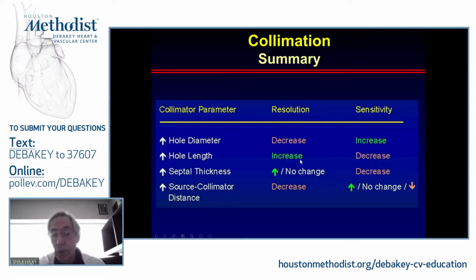So you improve your resolution because now you're getting only those photons that are parallel to the collimator holes getting through to hit the crystal. And you decrease your sensitivity because less of the photons are able to get through. So these are kind of inversely related. As hole diameter goes up, resolution goes down. As hole diameter gets smaller, resolution increases. And as hole length shortens, resolution goes down. As hole length increases or lengthens, resolution increases. And you have the inverse or the opposite happening with sensitivity.